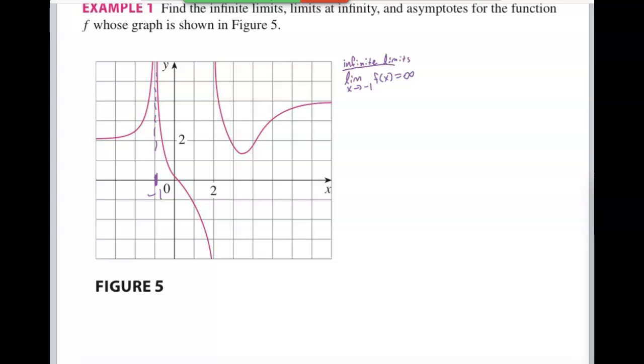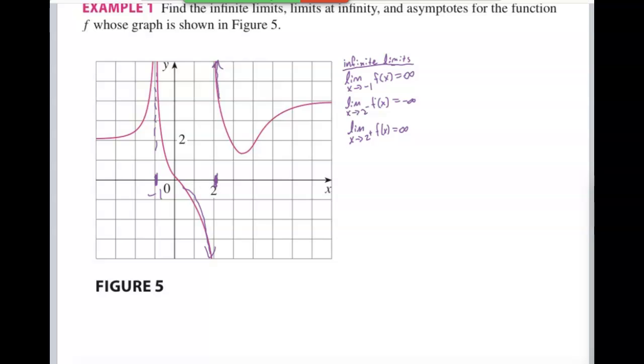Now I have a couple other infinite limits, but they're one-sided, right? So this one at 2, as I approach from the left only, the limit as x approaches 2 from the left is negative infinity. But on the right, the limit as x approaches 2 from the right is positive infinity. And the overall limit wouldn't exist there because they're doing opposite things. But those are all my infinite limits.